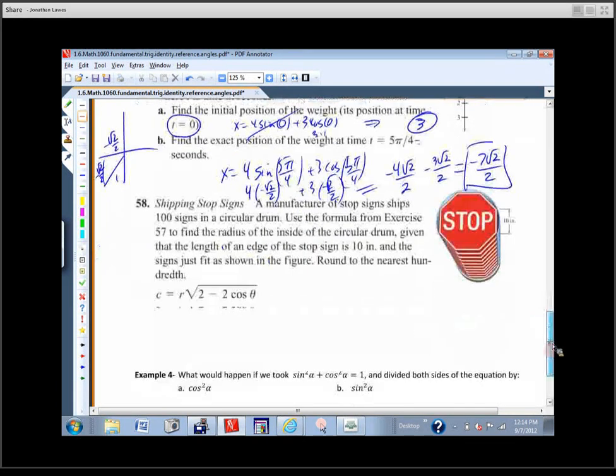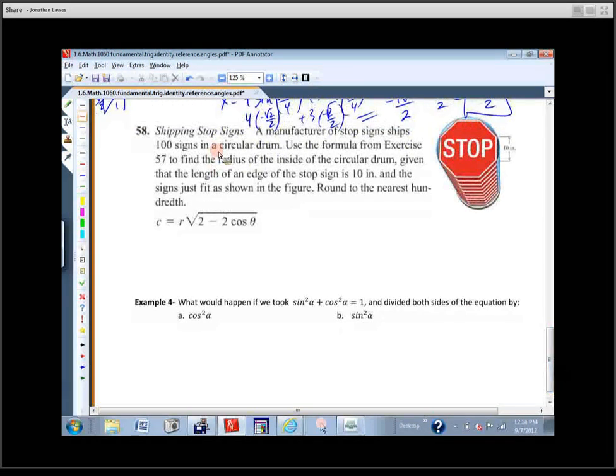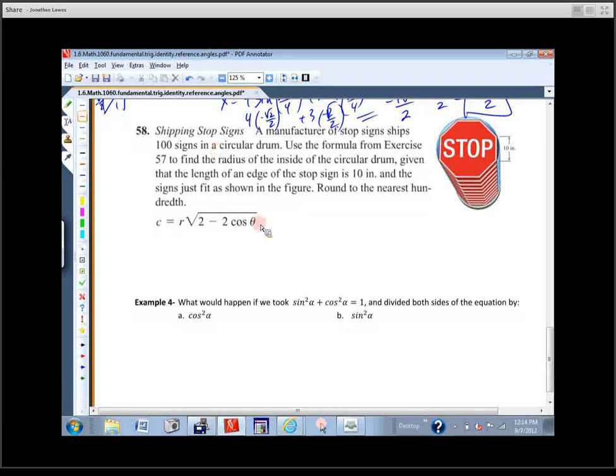Okay. 58, I know for a fact this is on your assignment. I'm just going to get you started here. The hard part about this particular problem is this formula was actually in a previous column. I think it was 1 or 2 problems before that, but this is the formula we're going to need.